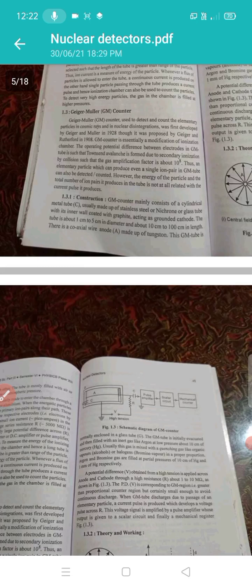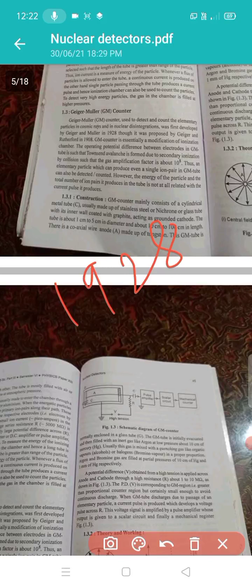The GM counter is used to detect and count elementary particles in cosmic rays and in nuclear disintegration. It was first developed by Geiger and Muller in 1928, though it was proposed by Geiger and Rutherford in 1908. It is proposed by Geiger and Rutherford in 1908 and first developed by Geiger and Muller in 1928. Okay, it is important for your examination.